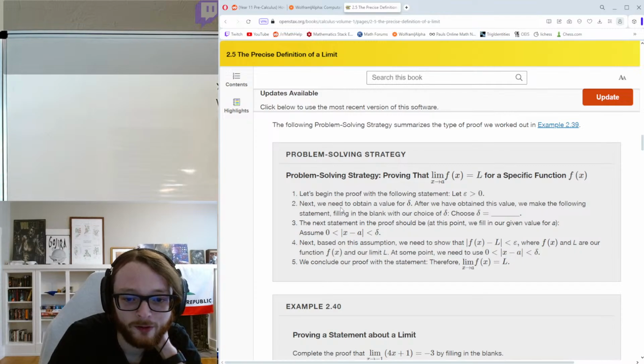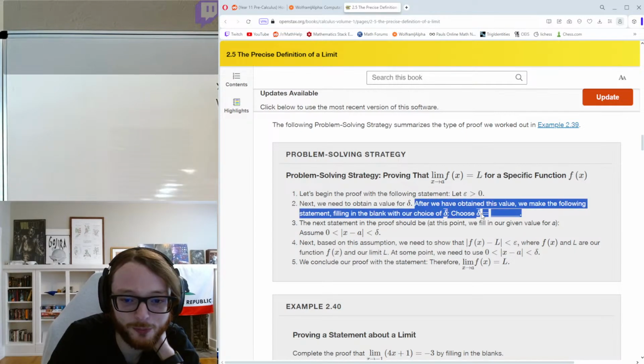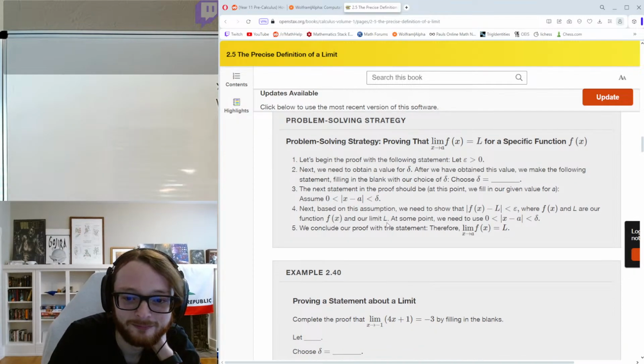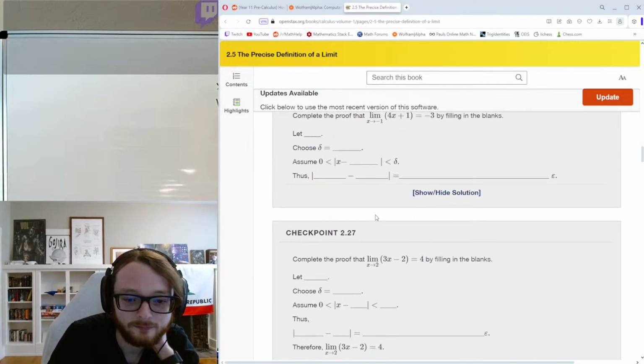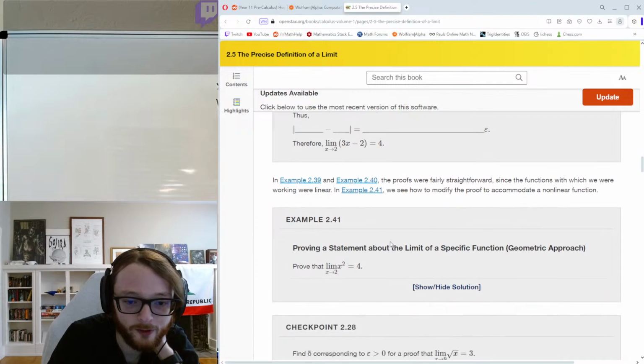Let epsilon be greater than 0, next to a taken value for delta. After we choose this, if you have taken this value, make the following statement filling the blank. Well, okay, I mean, this is the hardest part of the proof, though. I wish you'd break that part out. Everything else kind of follows after that. All right, this is another linear example. I don't feel the urge to go over that.